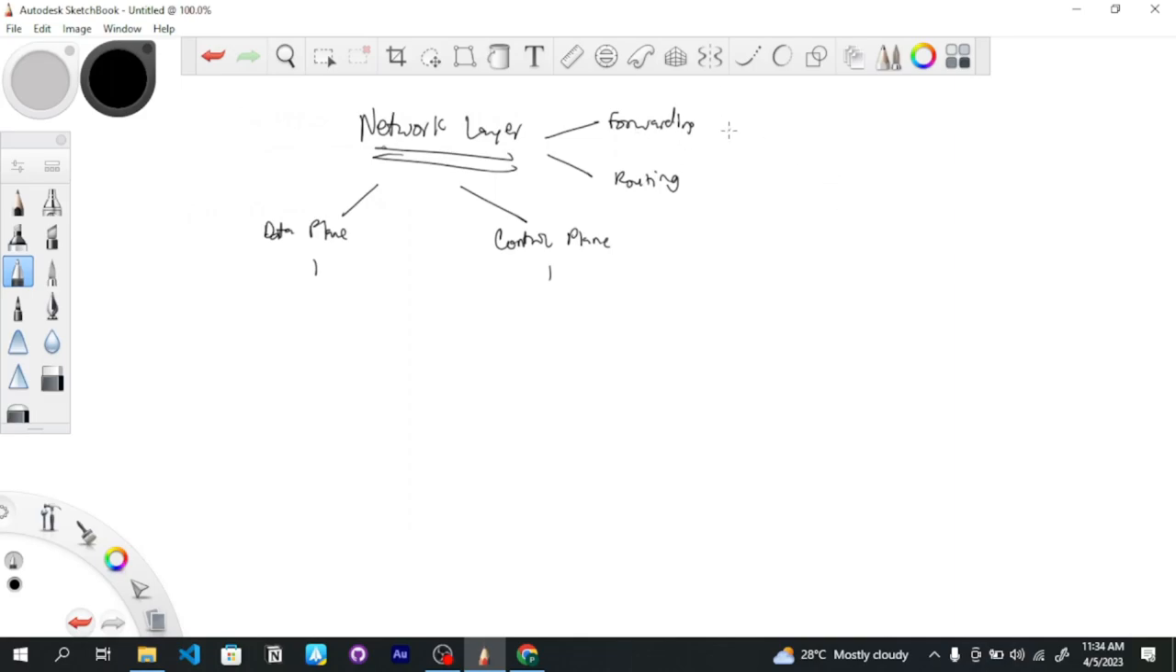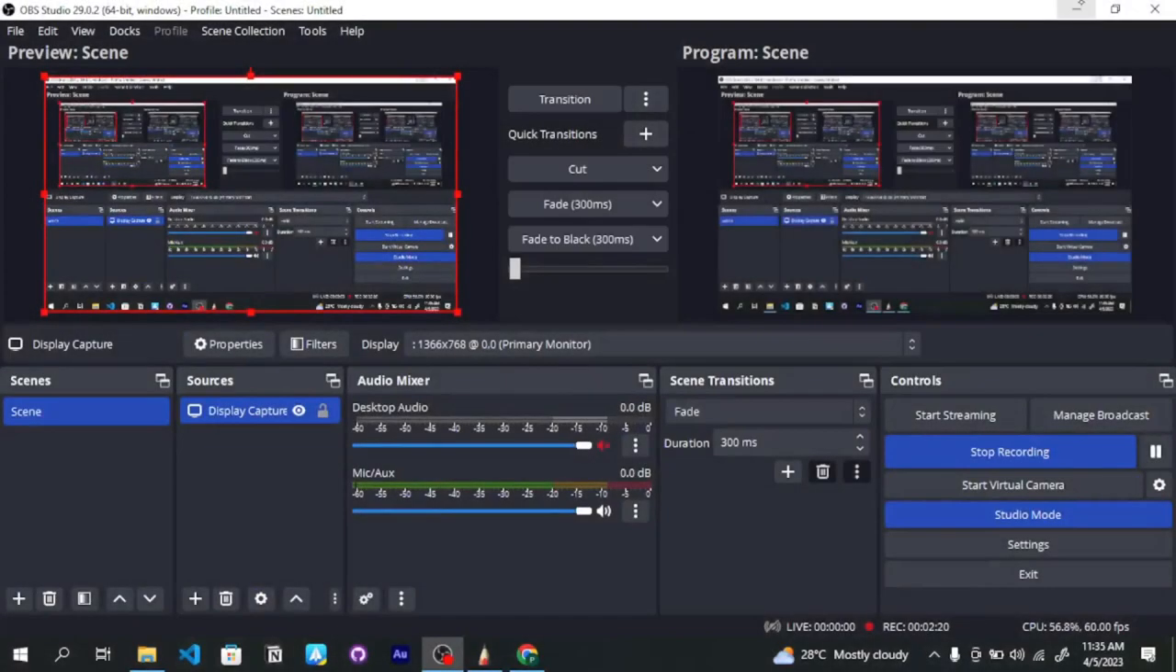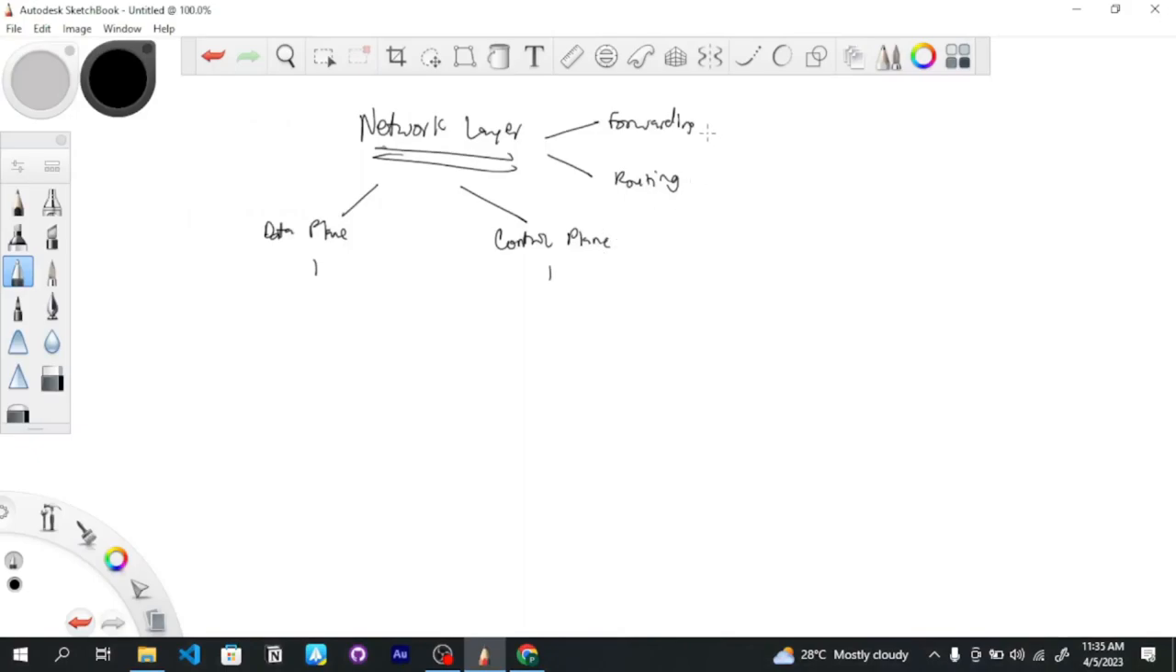Another analogy is that you have one intersection, and forwarding would mean you have one intersection here. Routing would determine whether you take this path or this path. It's a local function. And now, routing, assume that you're an inexperienced driver, right?